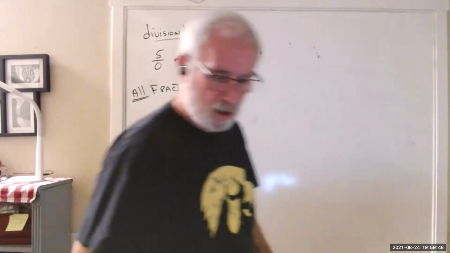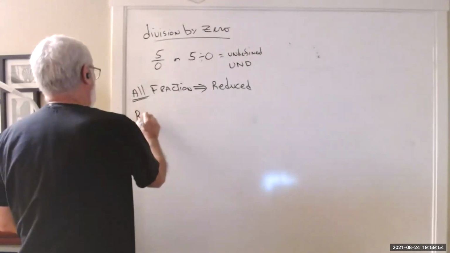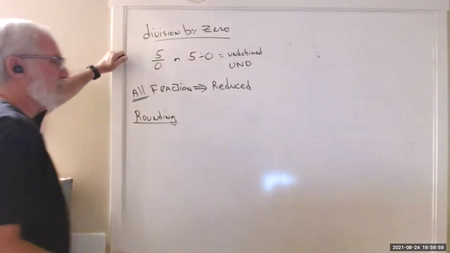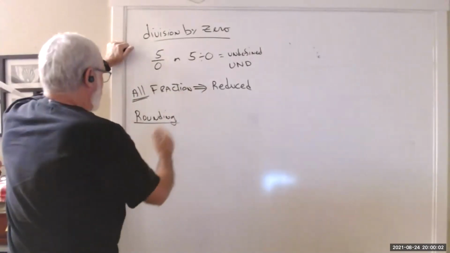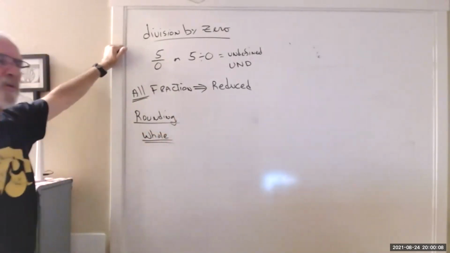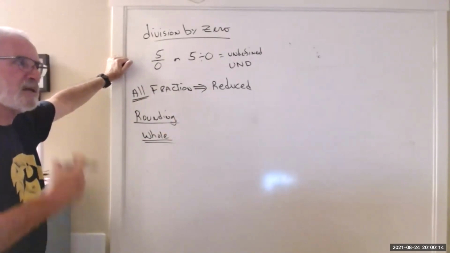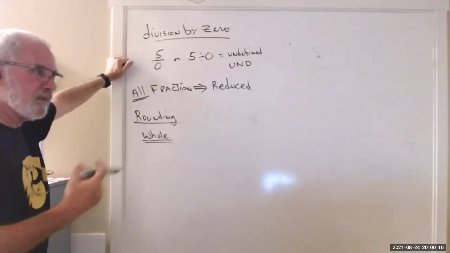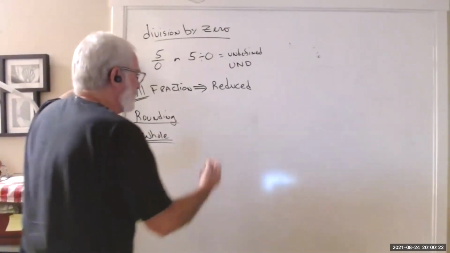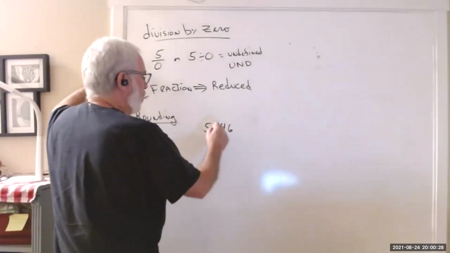Okay. I want to talk about rounding for a second. Now, rounding is weird. There are 2 types of rounding. When we're rounding whole numbers and when we're rounding decimal numbers. And they use the same technique, but they follow slightly different rules at the end. So let's take a number 5946, okay, whatever, which is a whole number.